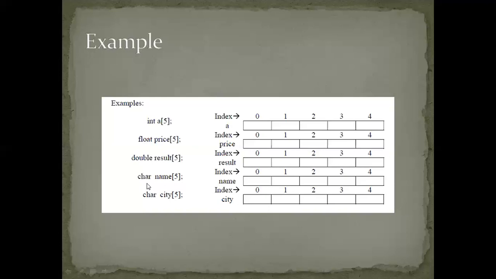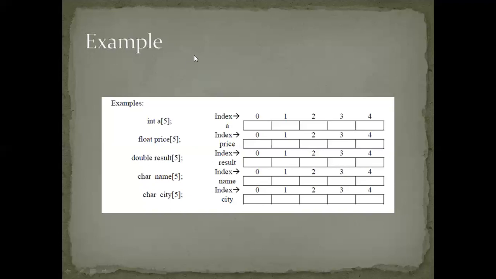Then another example, that is char name[5]. So char name[5] means, don't think that we are going to store 5 names in the array. We are going to store only one name of maximum size 5. So the index value is 0 to 4, and the name of the array will be name. Then char city[5]. So the array name is city and the index value is also 0 to 4.